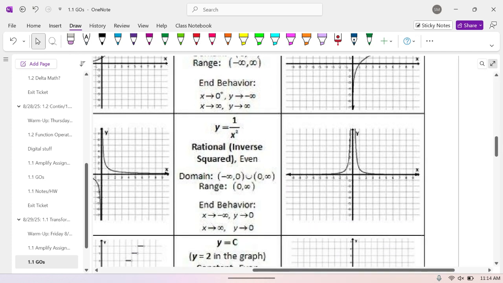This is another type of rational function. It's the inverse squared function. Again, you don't really need to know this one. You'll see it again with our rational function unit, which is unit 4.